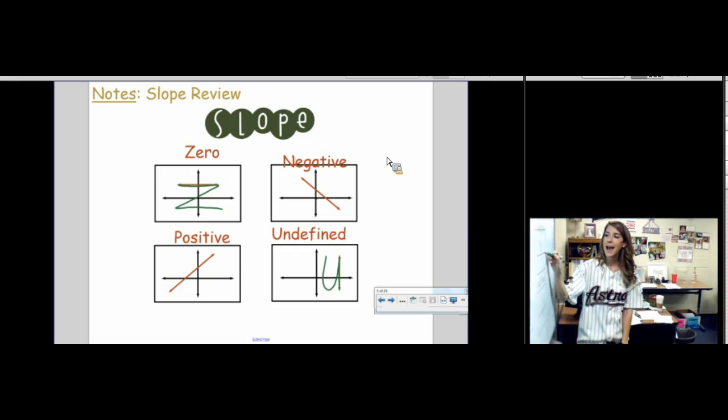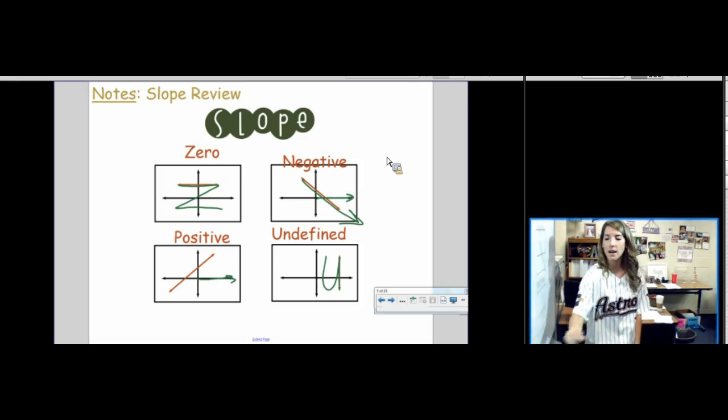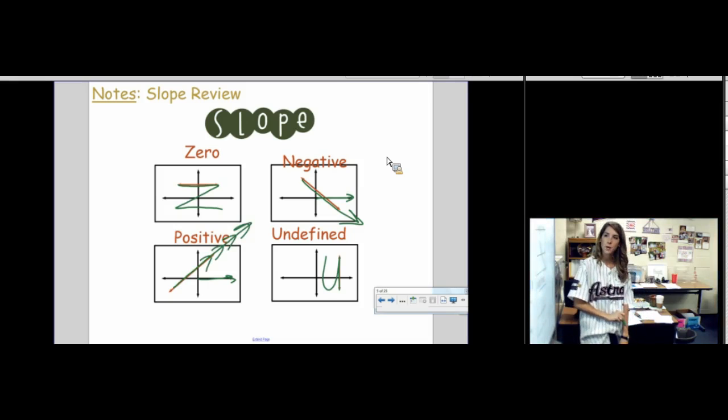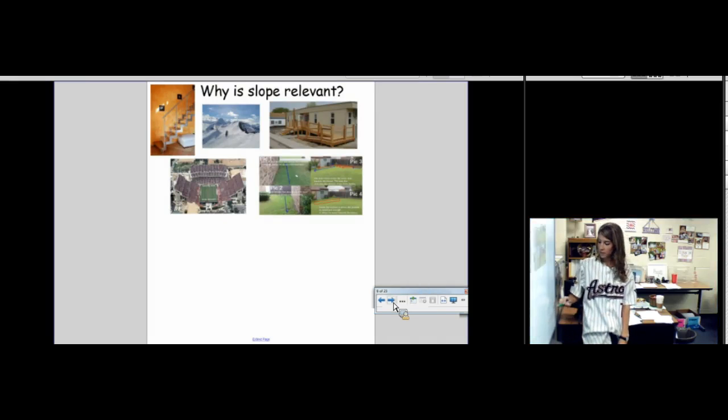Negative slope. As x gets bigger, where does a negative slope go? Up or down? Down, down, down. Negative. Down. Below. Sad. Like when you're sad and you're a negative person, your head's down. So anyways, positive. As x gets bigger, a positive line goes up, up, up, up. Okay? 4 slopes.